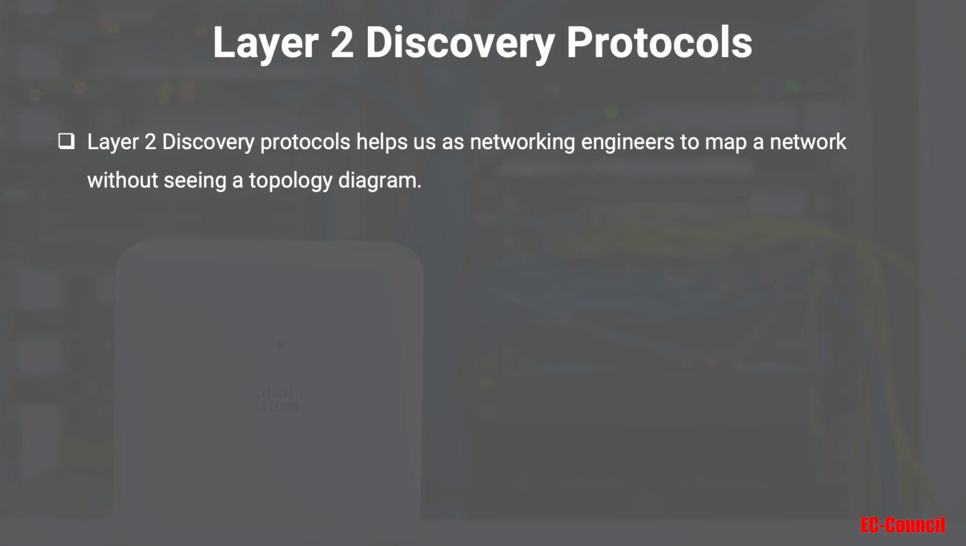So you may be wondering, what exactly is a Layer 2 discovery protocol? Within your Cisco switches and routers, they continuously exchange information with their neighbor connected devices. This helps a device to determine what type of device is connected on the other end. Additionally, Layer 2 discovery protocols help us as network engineers to map a network without seeing a topology.